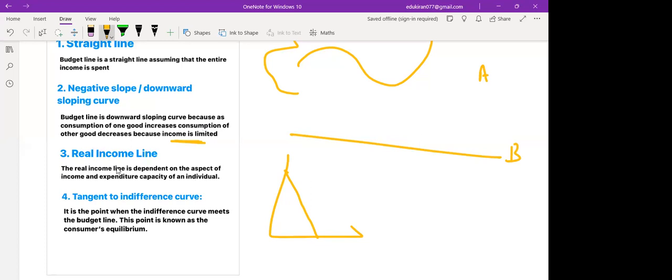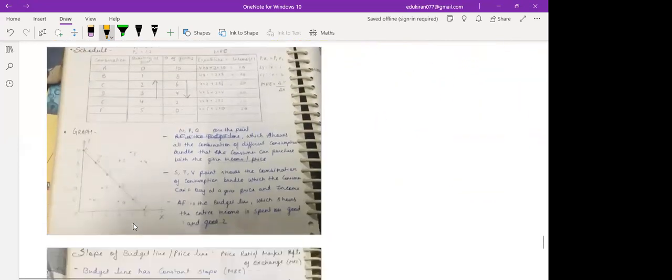Then real income line. So the real income line depends on the income and expenditure capacity of the individual. Then tangent to the indifference curve, very important one. They even ask you what you understand by this feature of budget line. So it is the point where the indifference curve meets the budget line. This point is known as the consumer equilibrium. That is tangent to the indifference curve. Of course, right now you won't get it, but remember this feature when we do consumer equilibrium. How to get consumer equilibrium? With the help of the budget line and indifference curve, that you will use at that time. Okay, clear?